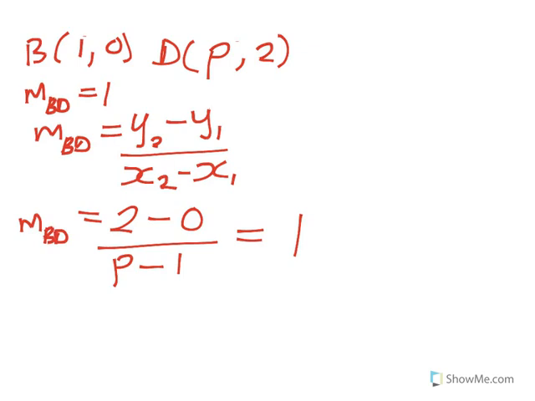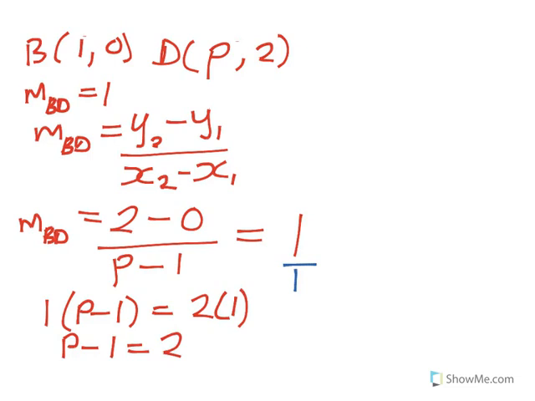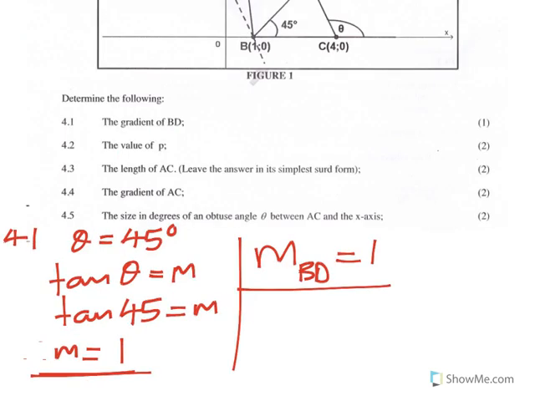Now when I solve it, remember this is the same as over 1. I cross multiply. So I've got 1 multiplying P minus 1 is equal to 2 minus 0, which is 2, multiplying 1. So P minus 1 is equal to 2. When 1 jumps the sign, it becomes P is equal to 2 plus 1. Therefore, P is equal to 3. So in this case, P is equal to 3, and the question says, determine the value of P.